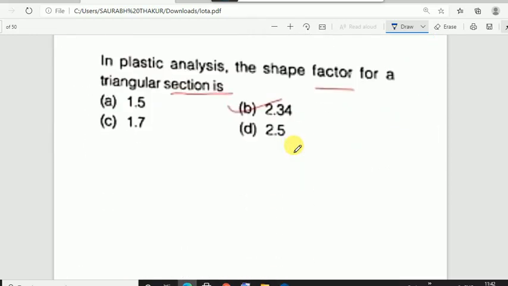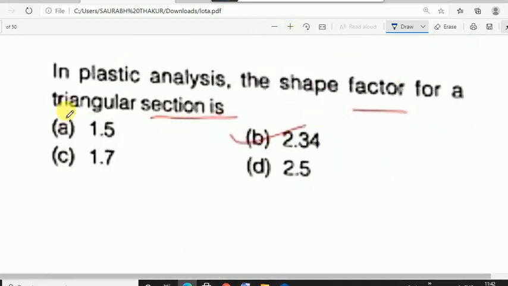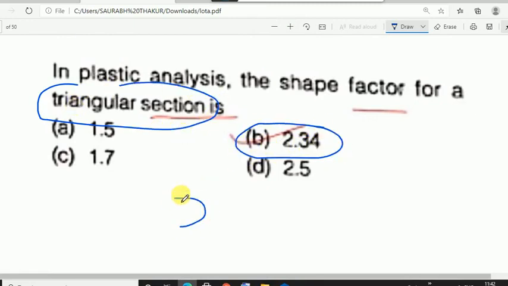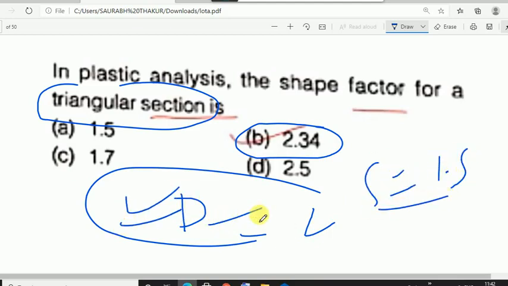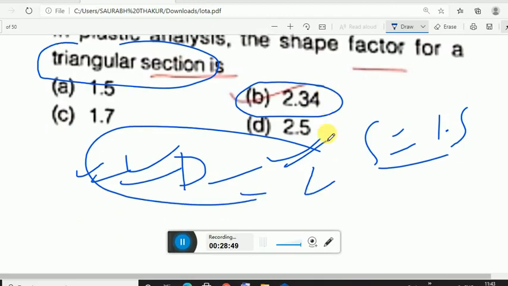Okay. In plastic analysis, the shape factor for a triangular section. For triangular section, it would be 2.34. For diamond section, it would be 2. For a square section, it would be 1.5. Okay. Actually, diamond section is very important. I think questions on the diamond section have been asked in 5 to 10 exams. Okay.